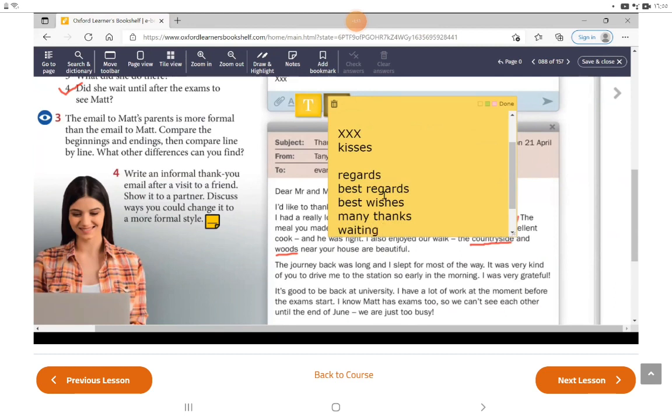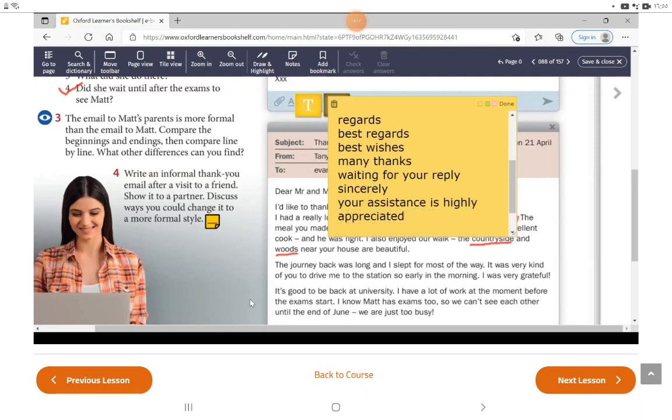If you're waiting for your reply, you just sent your CV, and you're waiting for your reply. Anything else? Do you have anything else in your mind? How you can sign off? Your assistance is highly appreciated. Yes, exactly. Or you can also write Sincerely. Your assistance is highly appreciated, this was also a good one. So there are many ways to be respectful.